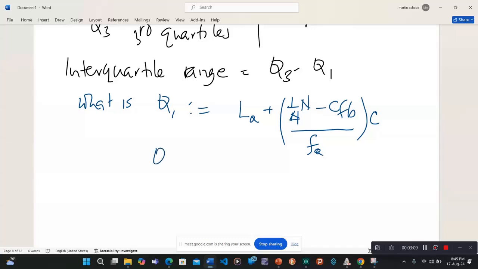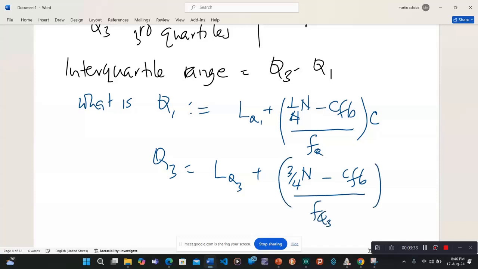Then Q3 will equal to, maybe I call it L1, this is L3, the lower class boundary of the third quartile class, plus 3 out of 4 n minus the cumulative frequency before the third quartile class, divided by the frequency of the third quartile class, times c, which is the class interval of the quartile class.